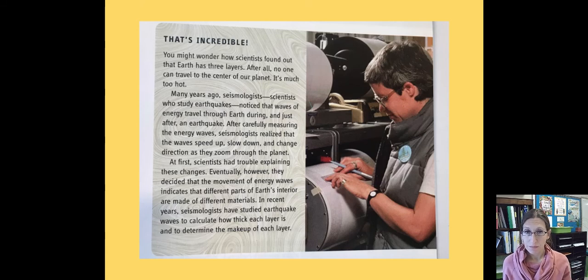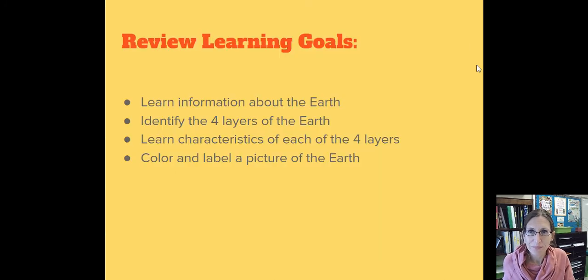Eventually, however, they decided that the movement of energy waves indicates that different parts of Earth's interior are made of different materials. In recent years, seismologists have studied earthquake waves to calculate how thick each layer is and to determine the makeup of each layer. In other words, they were able to look at the information from these waves of energy to figure out how thick the layers were and what kind of minerals and metals and rocks each layer is made of. So that's kind of cool.